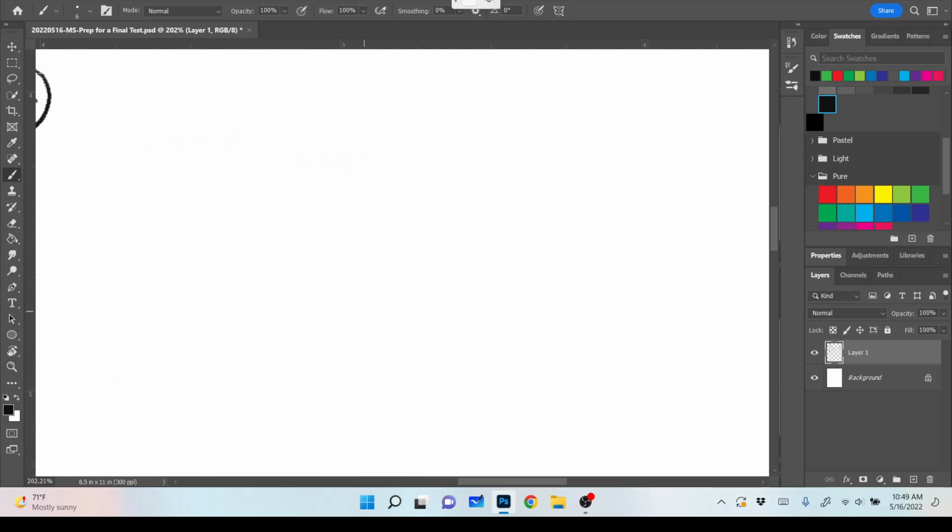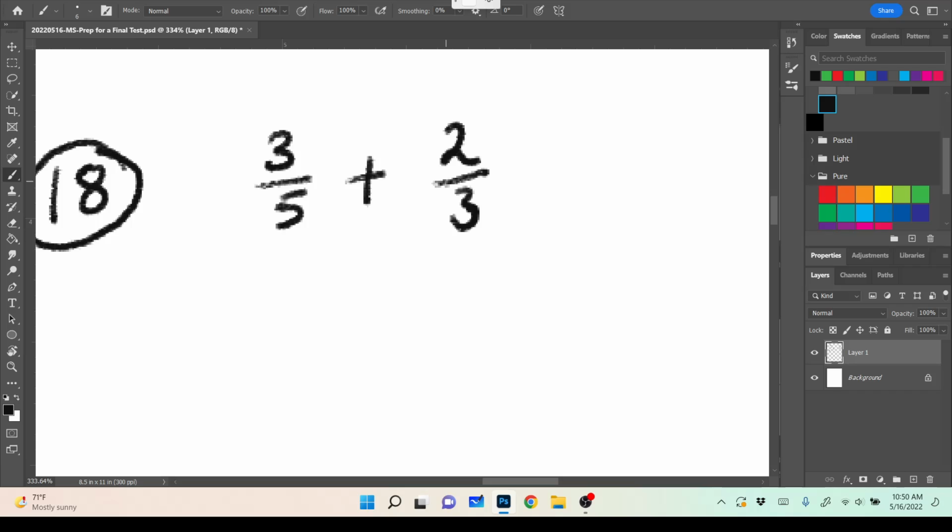Okay. Next section that we will have looks like these. Three-fifths plus 2/3. So what do we need to do there? We do need to get a common denominator. How are we going to do that?